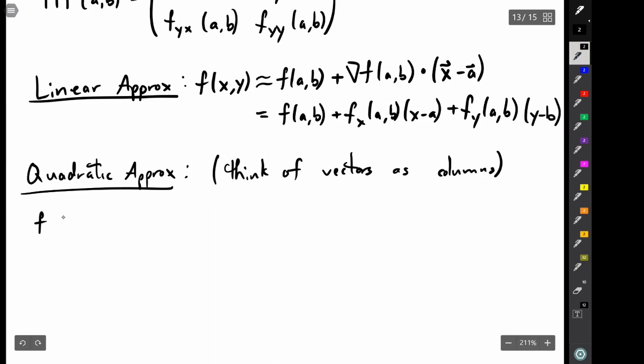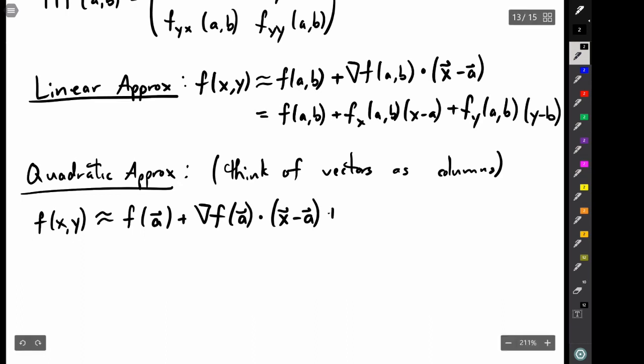All right. Then the quadratic approximation is going to be much the same. Really here, I'm just going to stick with the vector notation. Say this is f of a plus gradient of f at a dot with x minus a. So far, things haven't really changed. But this next part, what is this going to be? We end up needing 1 over 2 factorial times x minus a dot product with the Hessian at a applied to the vector x minus a.